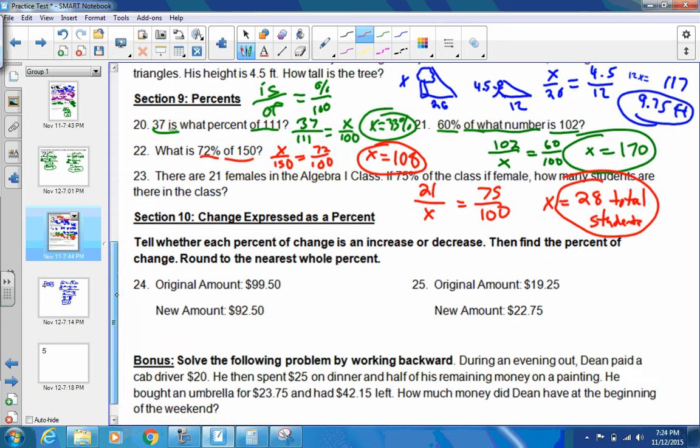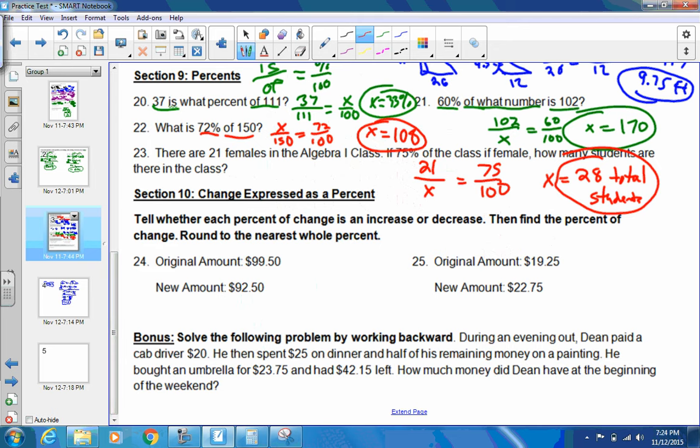All right, on to our last section. Change expressed as a percent. This is the last section of the chapter. So we want to make sure we say if it's an increase or decrease, and we also want to find the percent. Rounded to the nearest whole percent, so a whole number, no decimals.